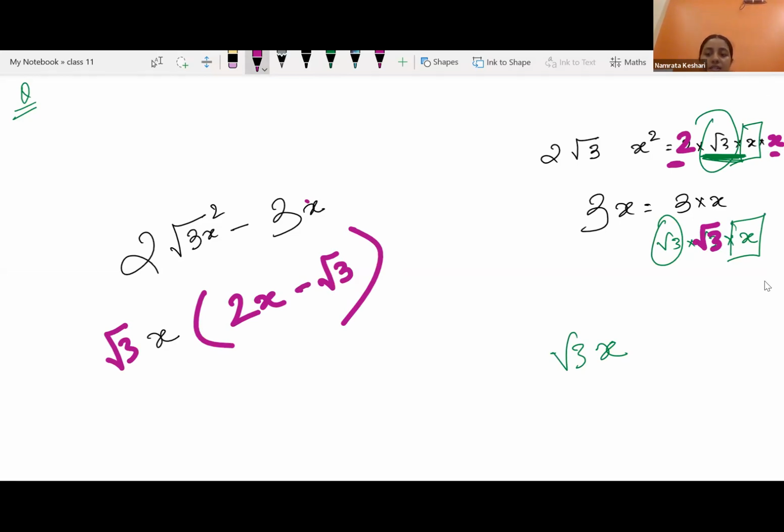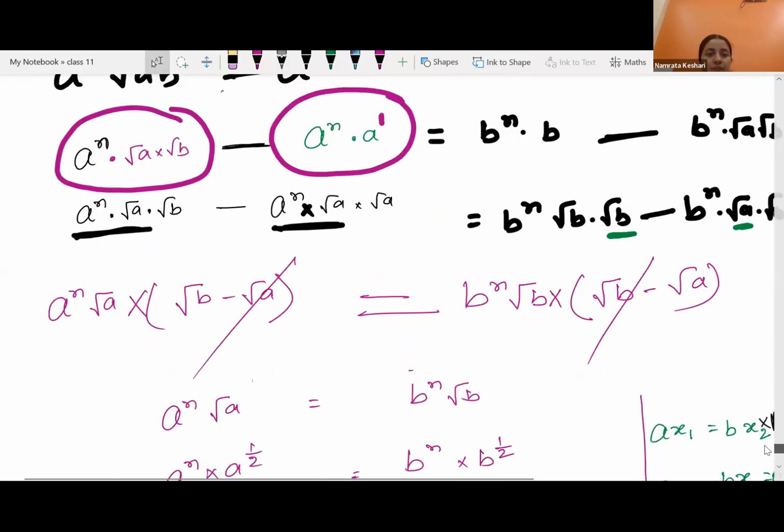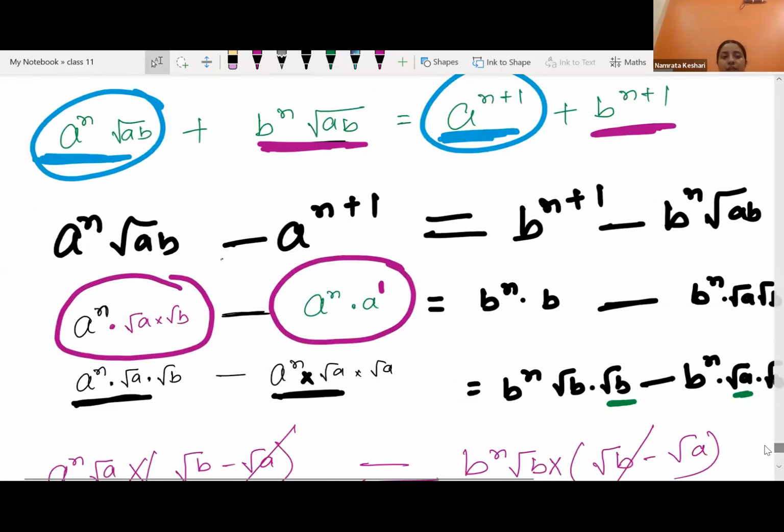If it is making sense, then we can use exactly the same logic over here. We can say that a to the power n root ab can be taken as root a into root b, and a to the power n into a can be taken as root a into root a. Why? Because we want to take the common factor properly.